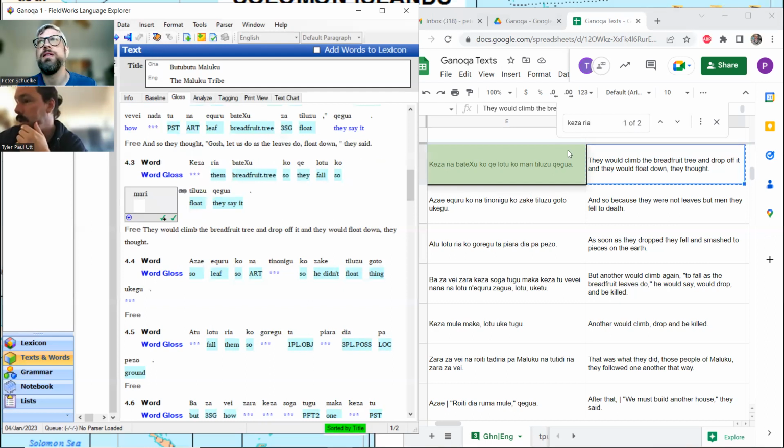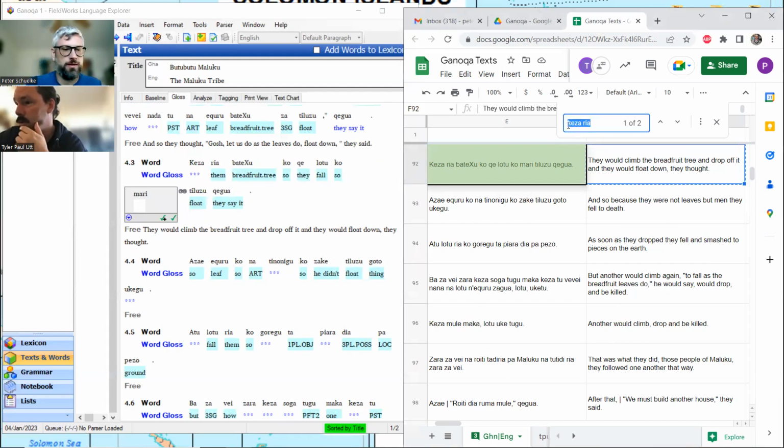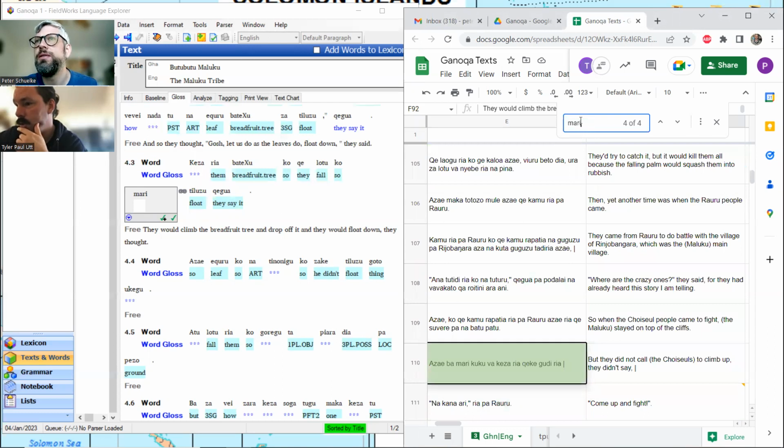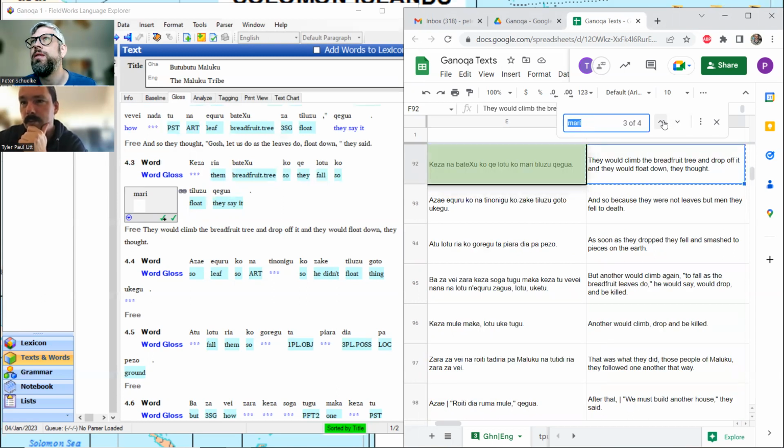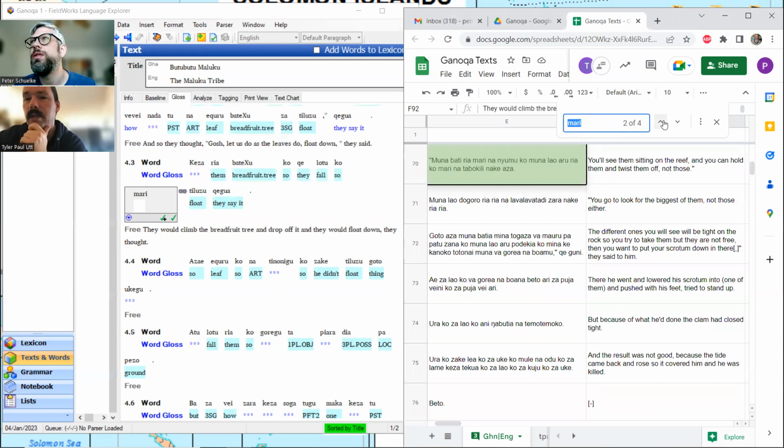Where else? Okay, let me look in the text. Four hits. All right, we'll look at Mari right quick. They did not call the chisels to climb up. They didn't say. There's ri, like ria could be a third plural something. Mari. Yeah, so they have killed me. Yeah. It's the pronoun is what it is. It's one of the pronouns, they.